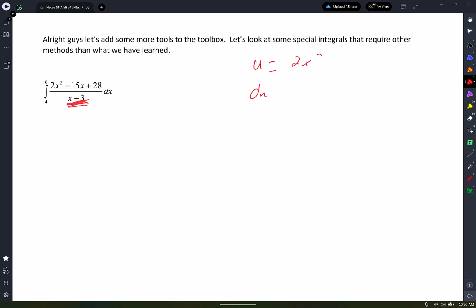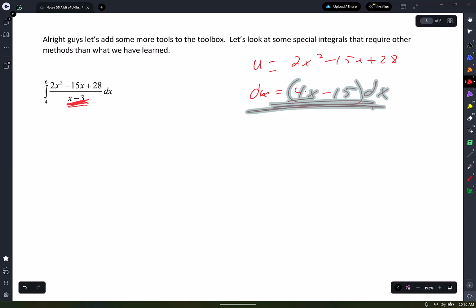u equals 2x squared minus 15x plus 28. And look, my du is 4x minus 15. 4, 8, 12. Nope, there's nothing I can do to make, with a dx on the side, that x minus 3 equal to this. Does that make sense? There's nothing I can do about that. So what do we do? Well, do you guys remember long division?